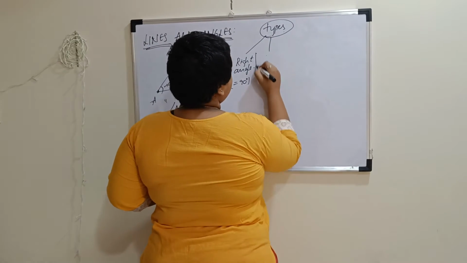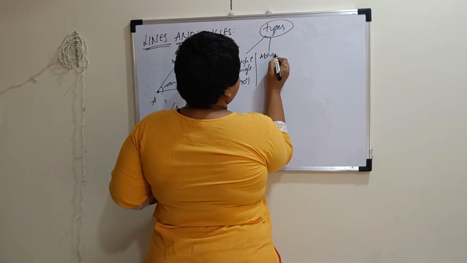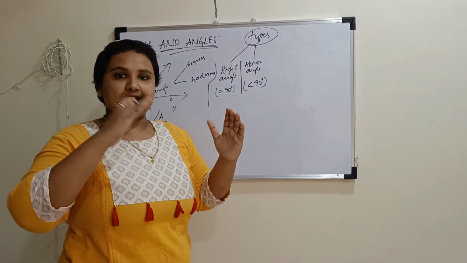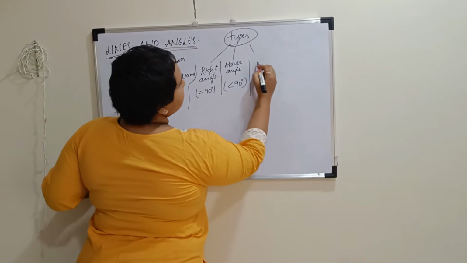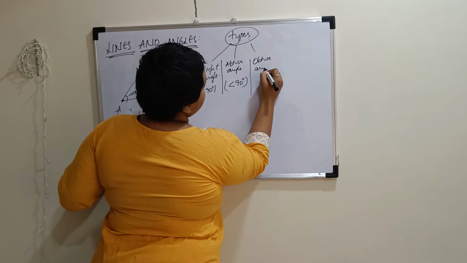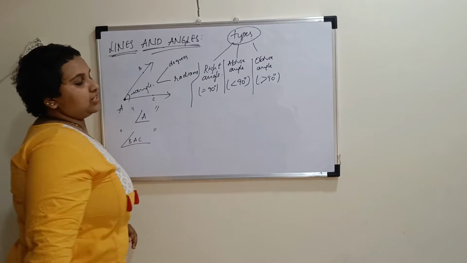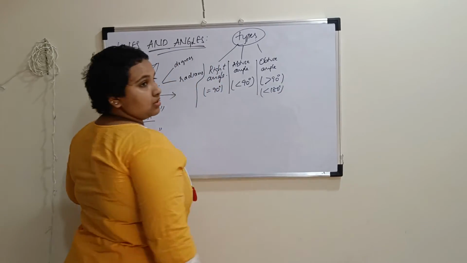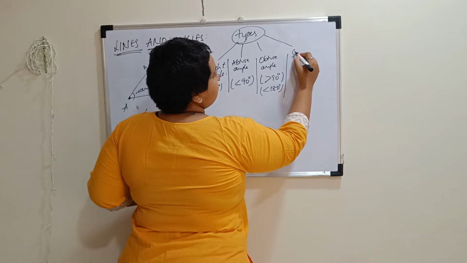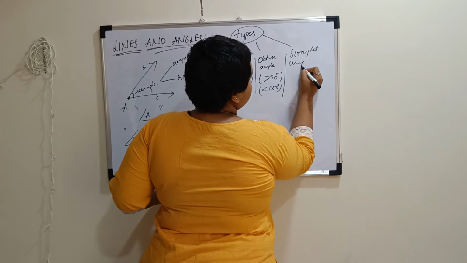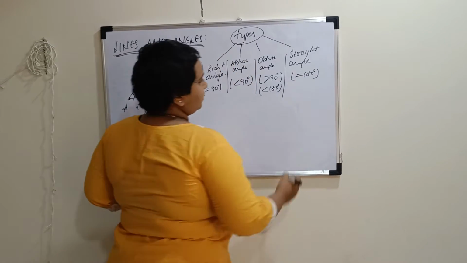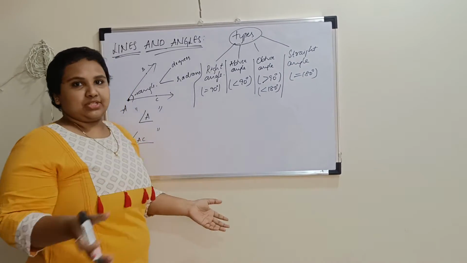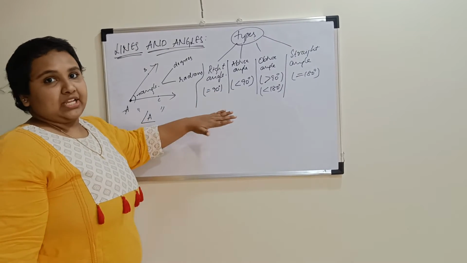Now, the next type is the acute angle, where the angle is less than 90 degrees. It can be anywhere from 0 to 90. Now, the obtuse angle, where the angle is greater than 90 degrees. It can be from 90 to 180, greater than 90 and less than 180 degrees. Now the next one is the straight angle. Here the angle is equal to 180 degrees. We also have another one, the rotation angle, where it is equal to 360 degrees. So these are the types of angles that we got.